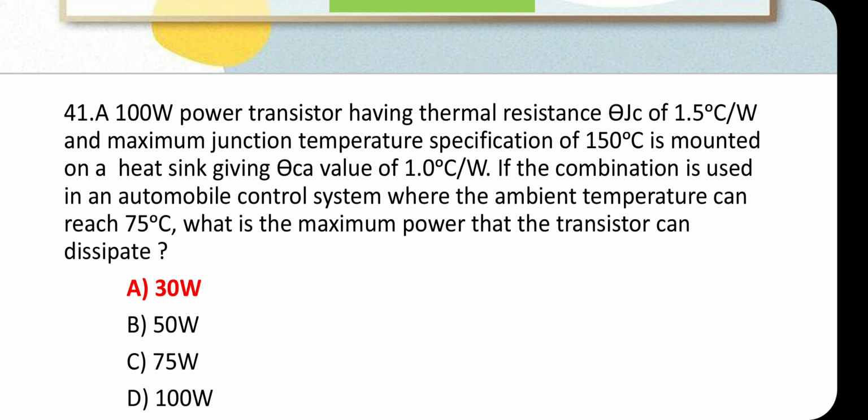Just consider question number 41. A 100 watt power transistor having thermal resistance theta Jc of 1.5 degrees Celsius per watt and a maximum junction temperature specification of 150 degrees Celsius is mounted on a heat sink giving a theta Ca value of 1 degree Celsius per watt. If the combination is used in an automobile control system where the ambient temperature can reach 75 degrees Celsius, what is the maximum power that the transistor can dissipate? Answer is option A, 30 watt.